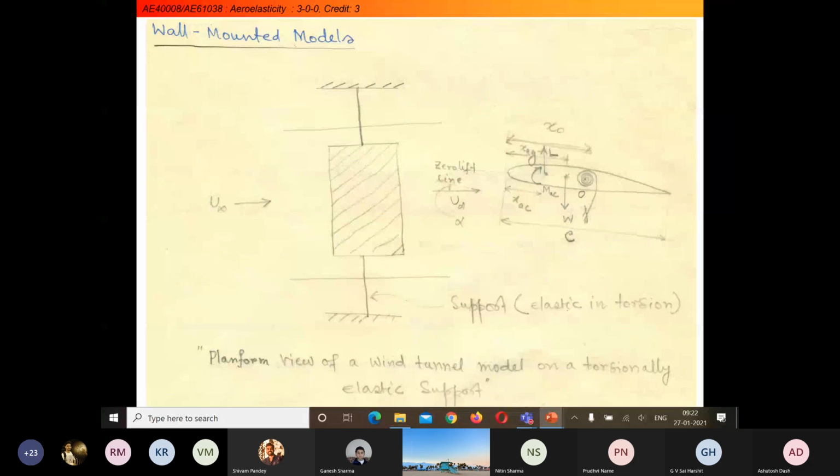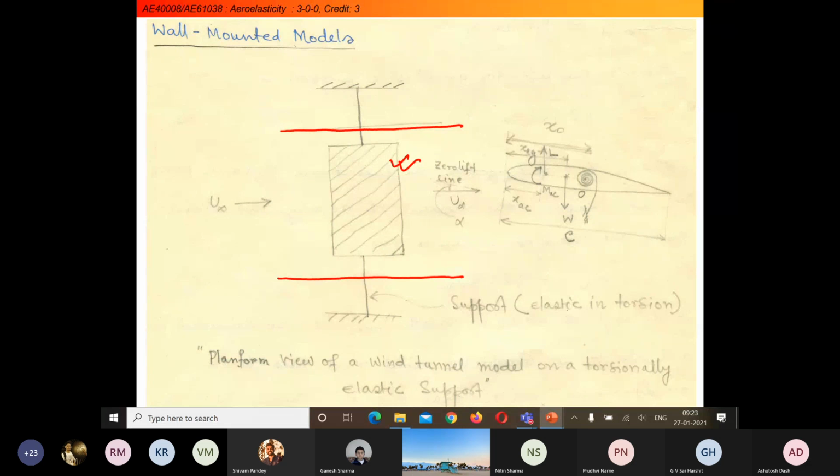Let me come to the wall mounted model now. Whatever you are seeing is basically the planform view. This is one side of the wall, another side of the wall of the wind tunnel, and this is basically the aerofoil section, where this aerofoil section is rigid.